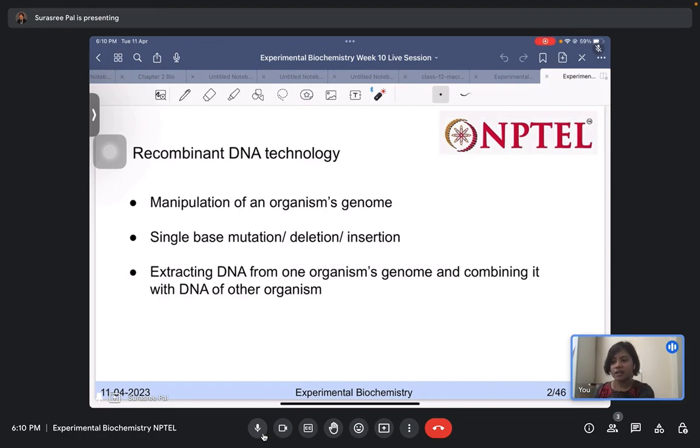And for that, what we do is we extract DNA from one organism's genome and we combine it with the DNA of another organism. And that is the principle of recombinant DNA technology. So it is recombination between the genome of two organisms, and this involves primarily changes that we make on our nucleic acid, which is DNA.